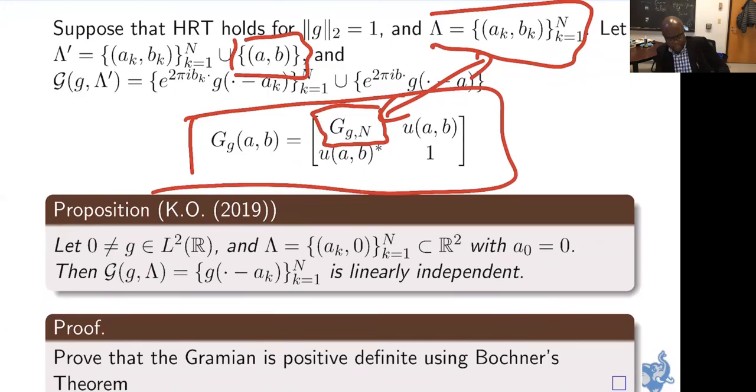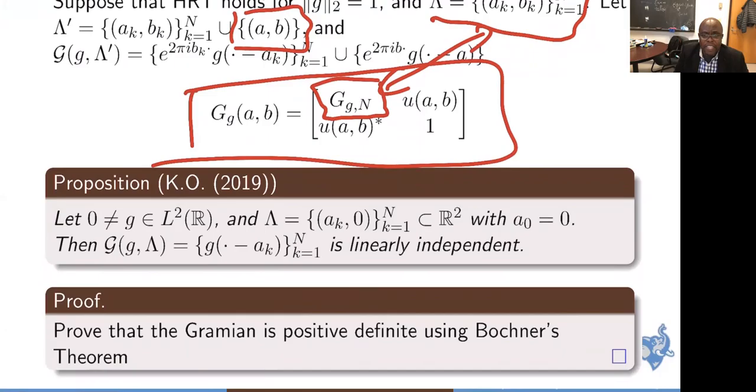And by using this approach, actually, I can recover the proof of the HRT conjecture for collinear points. So if all the points were on the same line, you can easily prove that you get the HRT conjecture. This is a completely different proof. And it's just based on analyzing this matrix and realizing, using Bochner's theorem, that this matrix is indeed positive definite, and therefore the HRT conjecture holds, which we already know in this case.